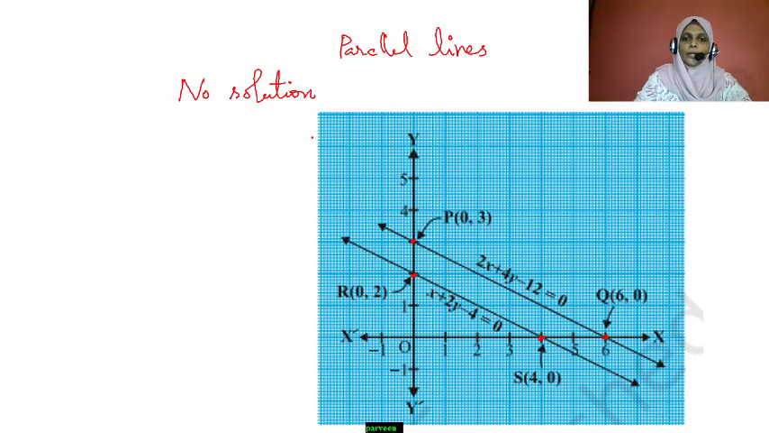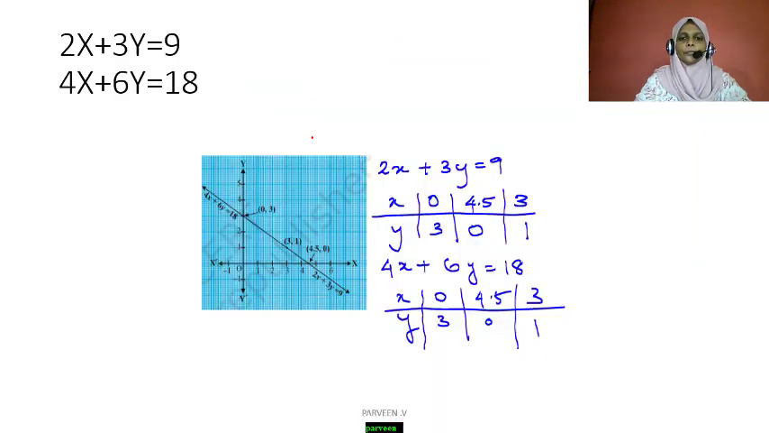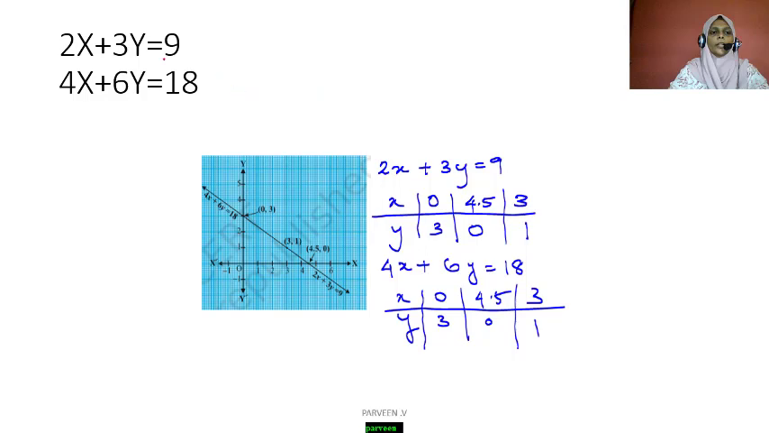Now let's take a third pair. 2x plus 3y is equal to 9, 4x plus 6y is equal to 18. The table is done. So we have done it earlier, giving values for x and y. Usual manner, taking values for x and y, x as 0 and y as 0. I have got their pairs (0, 3), (4.5, 0), (3, 1). And for the second table also we have three sets of values.